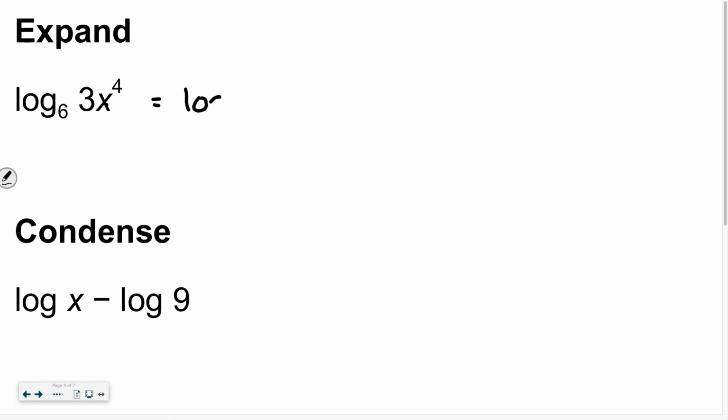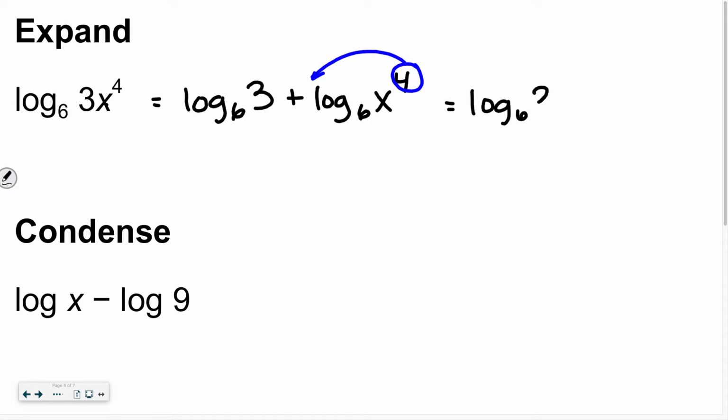I can write that as log base 6 of 3 plus log base 6 of x to the 4th. And then to fully expand, if I have an exponent, I can drop it in front of the log, right? It turns into multiplication. So this can really be written as log base 6 of 3 plus 4 log base 6 of x. Notice that my log should always have matching bases. And it's expanded.